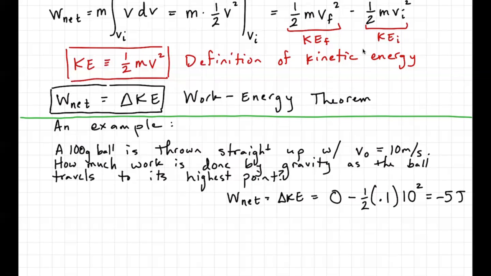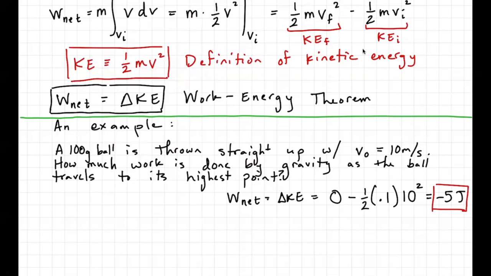So -5 joules is the amount of work done by the net force, which, if gravity is the only force here and we neglect air resistance, is equal to the work done by gravity. So really simple, really straightforward. It's a pretty powerful problem-solving technique.